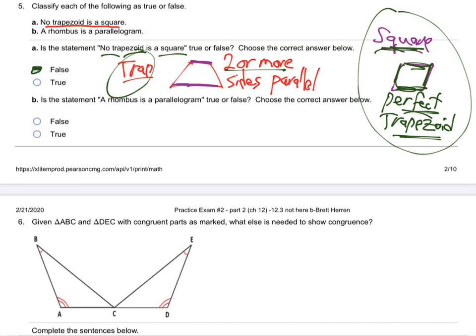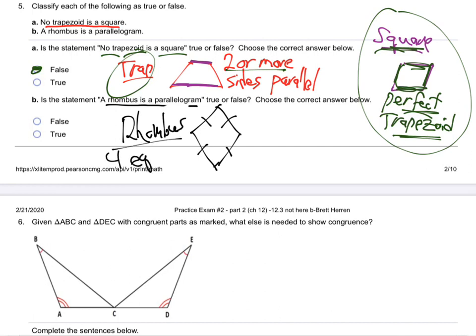How about the next statement? A rhombus is a parallelogram. So what is a rhombus? Remember, it's like a diamond. Oops, I'm not making a very good diamond. A rhombus is a diamond. There we go. A diamond. So 4 equal sides. Rhombus, 4 equal sides, and it is a parallelogram.